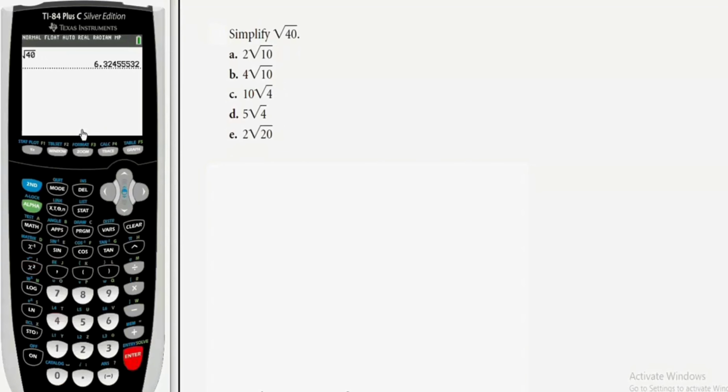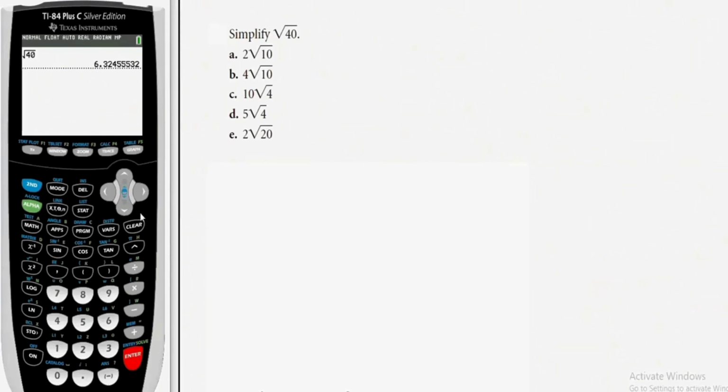So we have it to be 6.32 if you are stopping at 2 decimal places. So right now we're going to check the options. Anyone that gives us 6.32 will be the answer. We're going to break them down. Basically it can't be option C and it can't be option D, because 10 root 4 will give you 20, and 5 root 4 will give you 10. So the answer lies between option A, option B and option E.